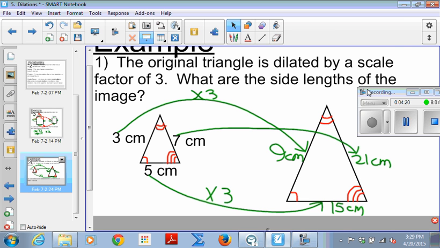Pretty short lesson, guys, but that's all there is to it, okay? Either identifying scale factor or identifying the new side lengths. And this concludes your lesson over dilations and scale factor.